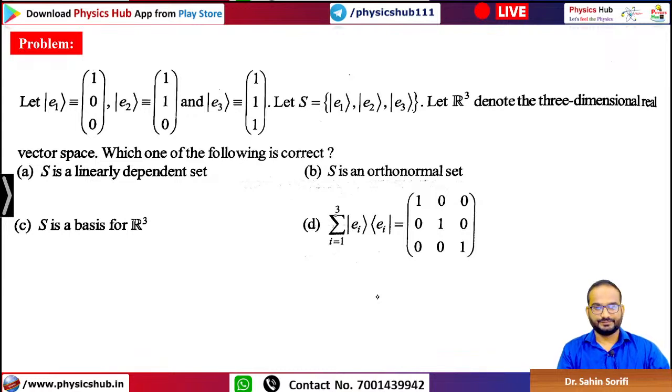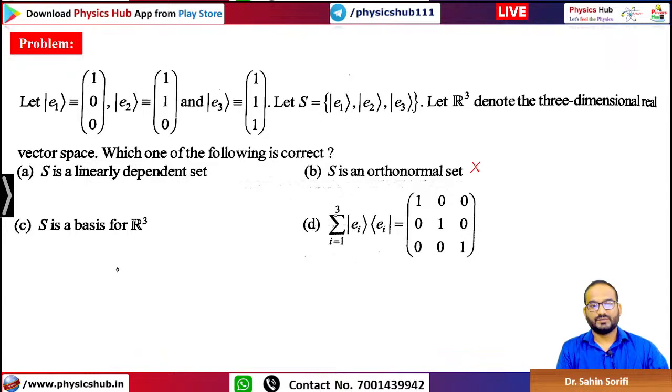A, B, C, or D? Which one is correct? Are you able to do it? Look, this is clearly seen: 1 0 0, 1 1 0. So this is not normalized to unity. This is also not normalized to unity. This one is normalized to unity, but overall the set S is not orthonormal. So this is incorrect. You can directly eliminate this.